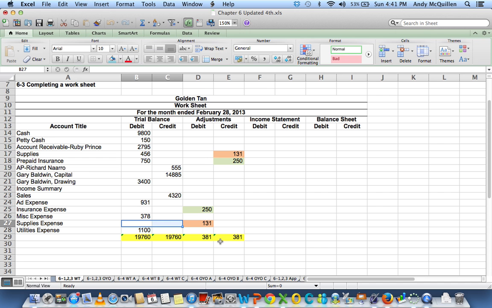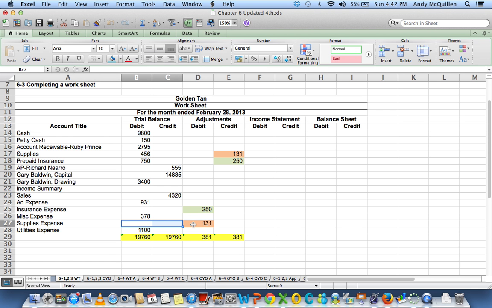6-2, on the other hand, is a little bit different, and we get into what are called adjustments. I'm on page 161. The adjustment information is given to you in the book in the green box, and it tells you have supplies on hand of $325. That is not the adjustment. That is how much we have on hand at the end of a month.